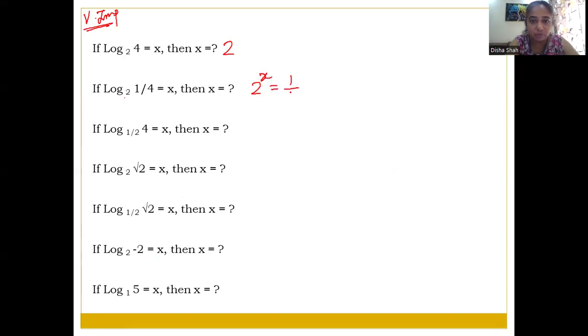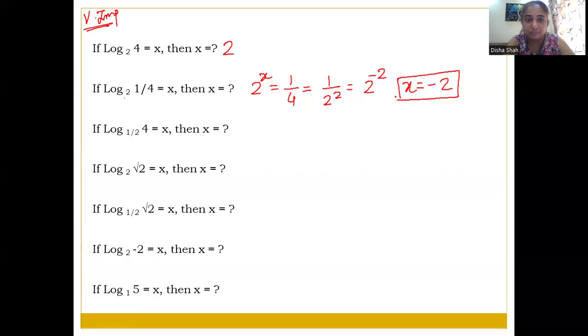So 2 raised to x is equal to 1 by 4. So what is the value of x here? What we will do, this 2 raised to x, we write the other side also in the form of 2 raised to something. So 1 by 4 can be written as 1 upon 2 square, but this is 2 raised to x, and that is 1 upon 2 square. That won't work, so we write it as 2 raised to -2. Correct. We made the power negative and the base 2, which was in the denominator, we wrote in the numerator. So 2 raised to x is equal to 2 raised to -2. From this, I can say that x is equal to -2.